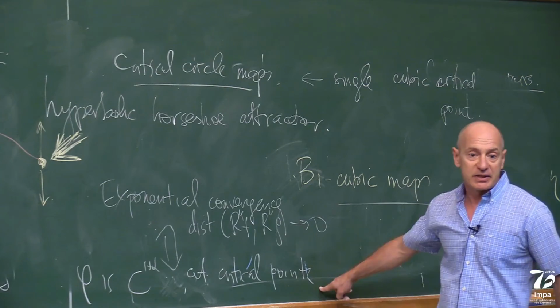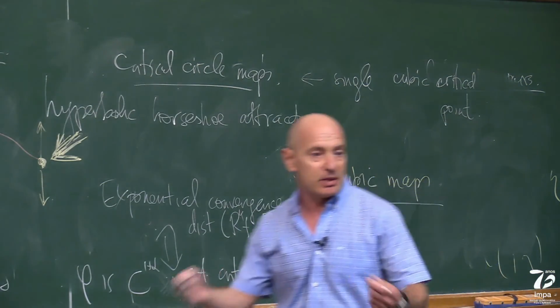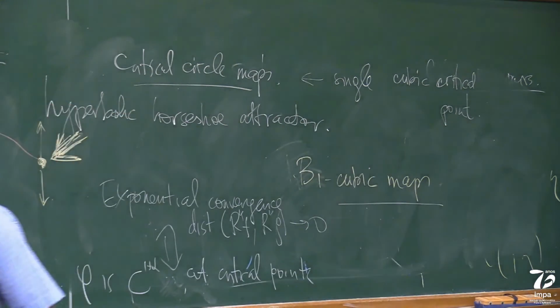Everywhere else depends. If you're bounded type, then C1 plus alpha everywhere. If not, you can only push everywhere to C1. It's the best you can have.